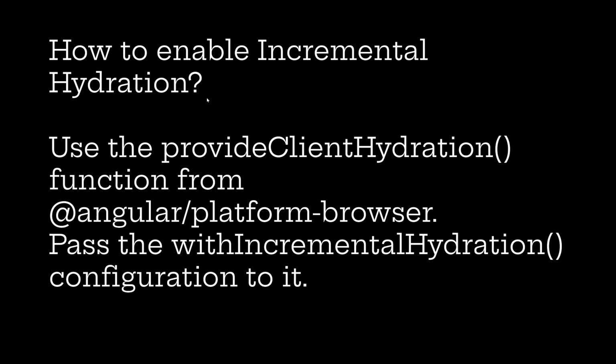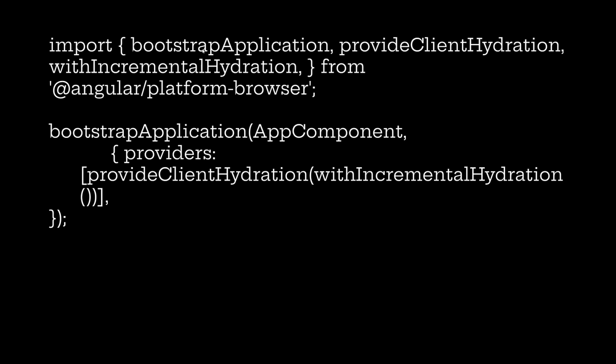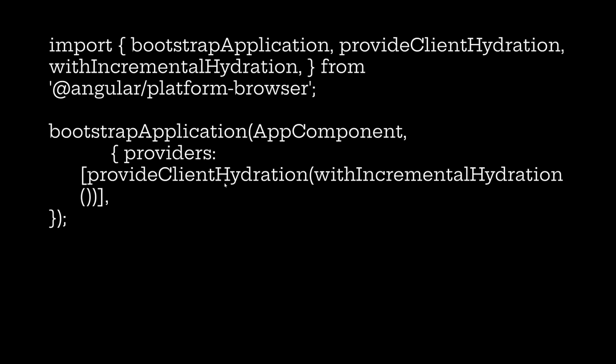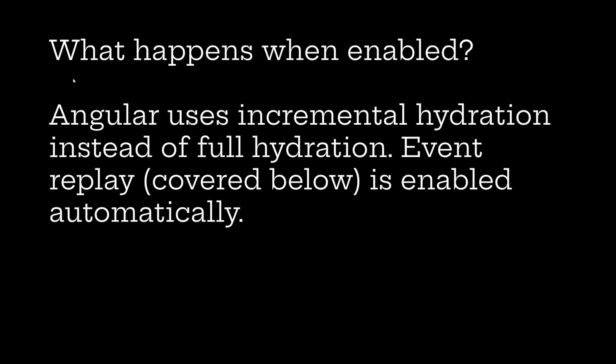And how to enable incremental hydration? Use the provideClientHydration function from Angular platform browser. Pass into provideClientHydration the withIncrementalHydration configuration. So this is how you will be passing it. Like this you will have it in our app.config.ts file. So bootstrapApplication with the app component will be there. And here in the providers you will provide provideClientHydration, and inside it you will provide withIncrementalHydration. So what happens when it is enabled? Angular uses incremental hydration instead of full hydration.